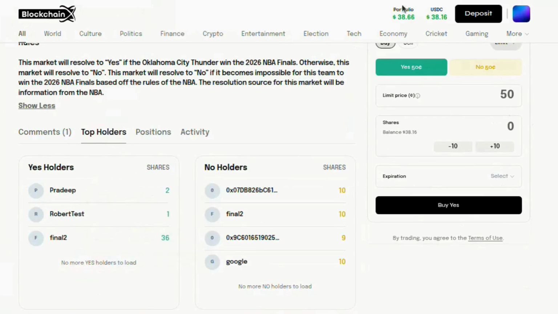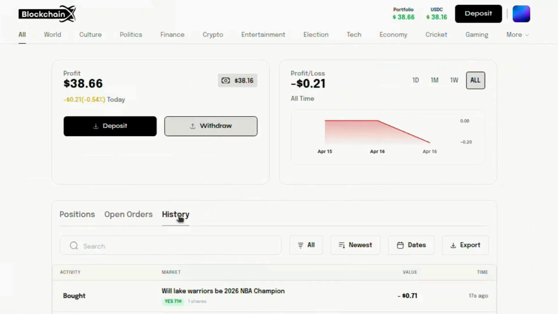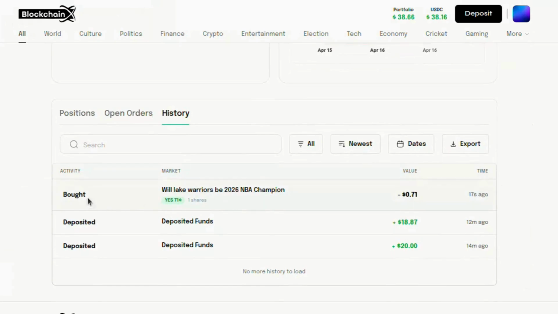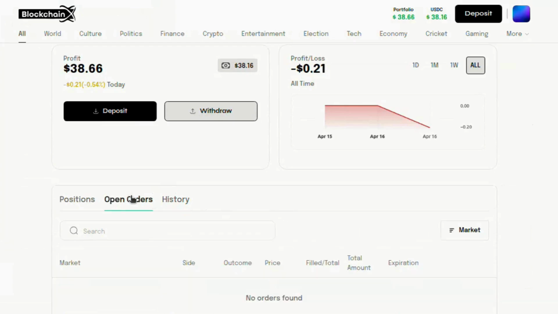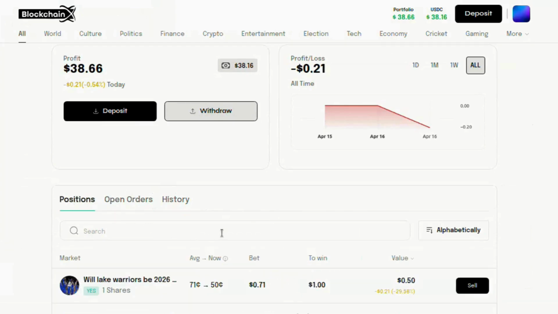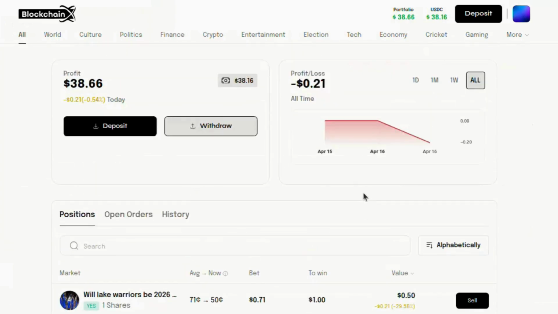In the portfolio page, all user activities are clearly organized. The history section shows all purchased transactions. The position section displays the user's current holdings and their values. Finally, the portfolio card shows the total portfolio value along with the 24-hour profit or loss.